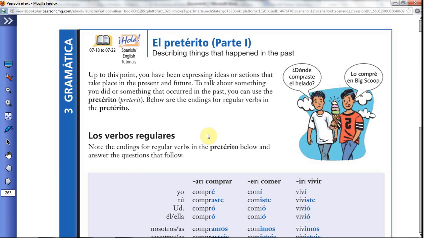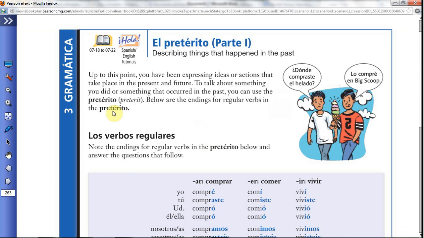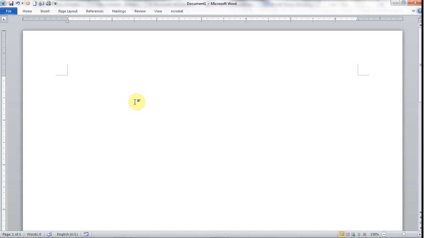The preterite, part one. In English, we can spell preterite like this, without the E, and also with the E. It doesn't matter. Okay. The preterite talks about something that happened in the past, but it's also something completed in the past.